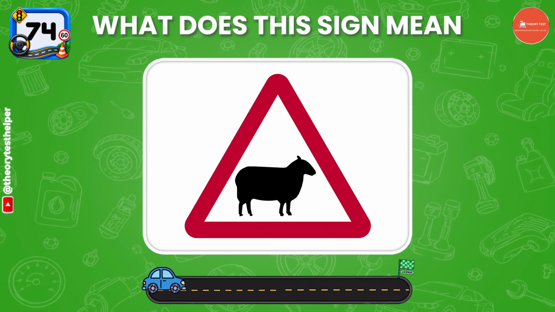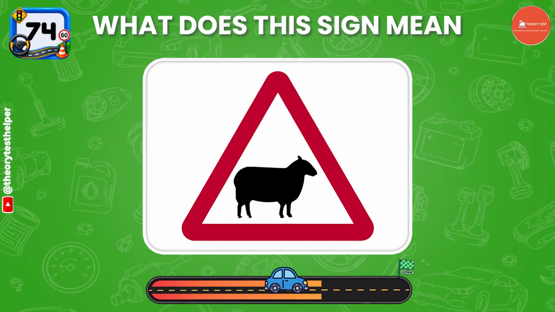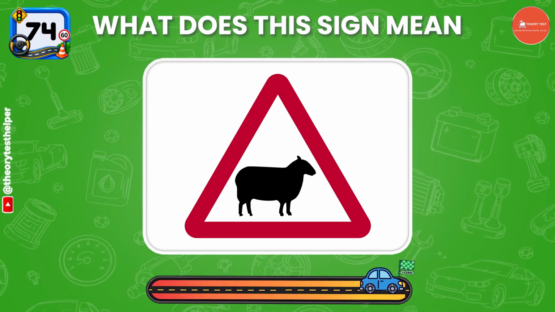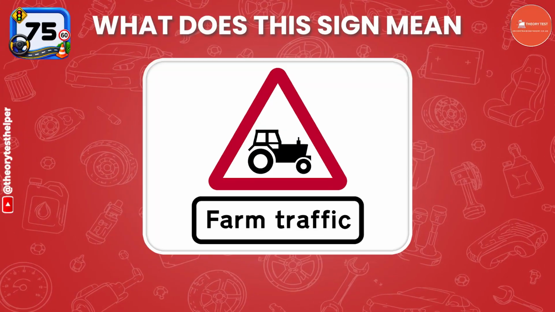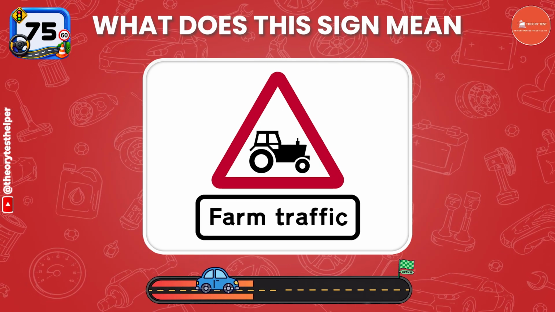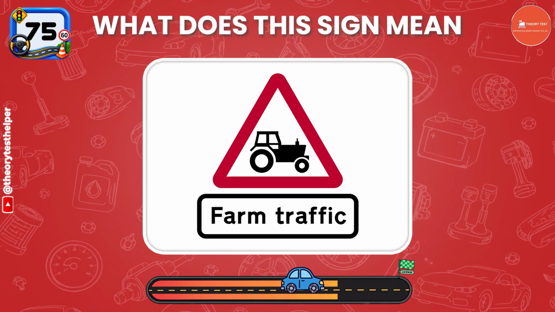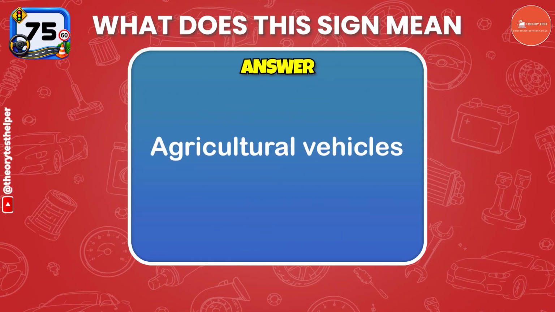What farm livestock might block the road ahead? Sheep. What machinery might be moving slowly ahead? Agricultural vehicles.